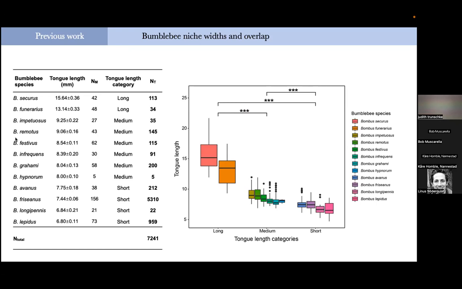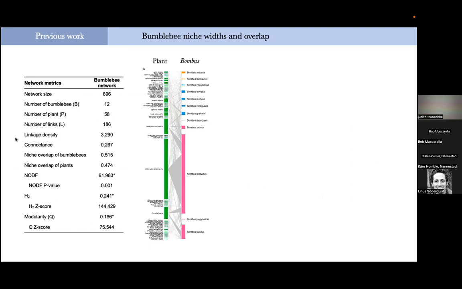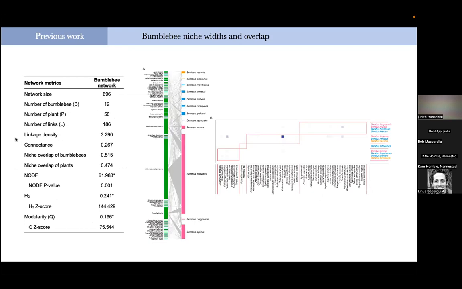And so there are significant differences in these clusters. So they are real groups of tongue lengths, as you can see. And then we constructed again the networks of which bee is visiting which plant. And then we clustered here. This is a cluster analysis showing whether different bee species, depending on their tongue length category, as you can see in the different colors of red, blue, and orange, would visit the same set of plant species. And you can see that they are not well clustered in this analysis.